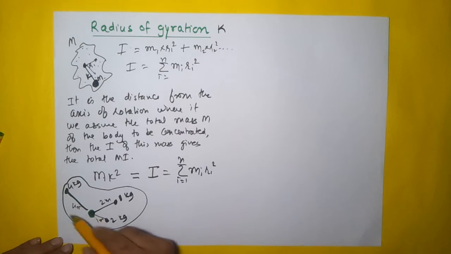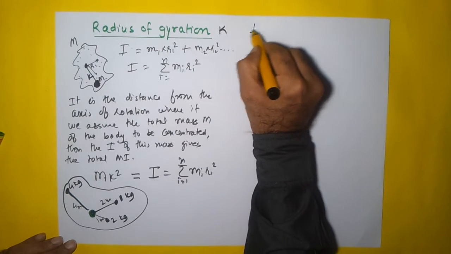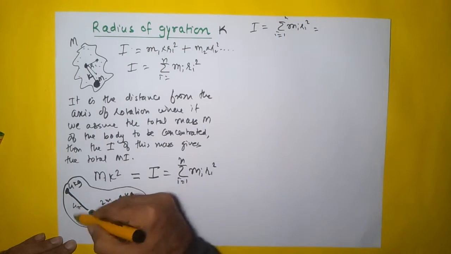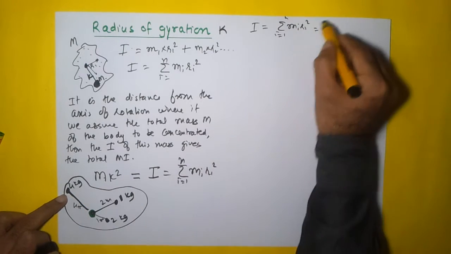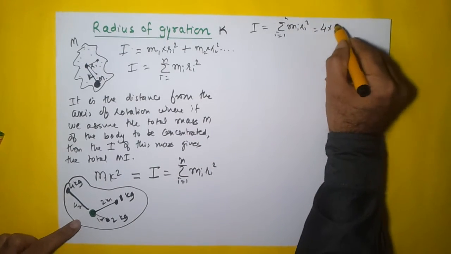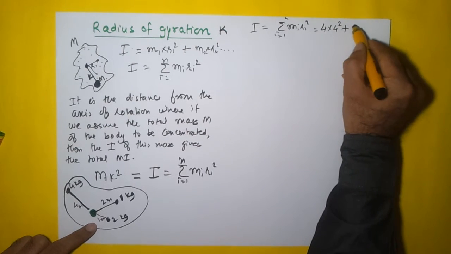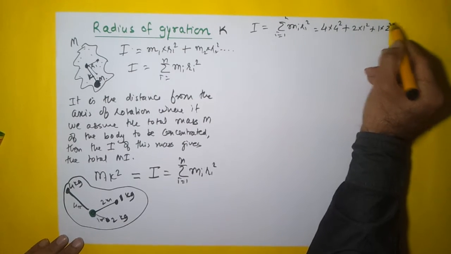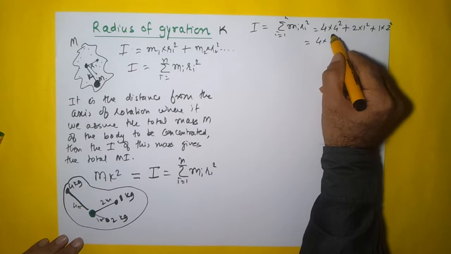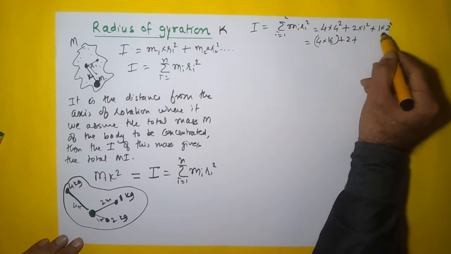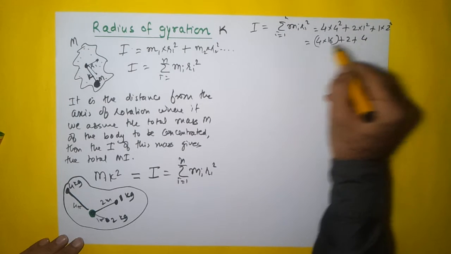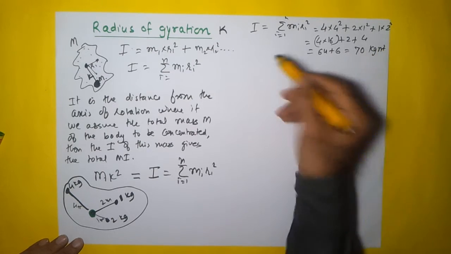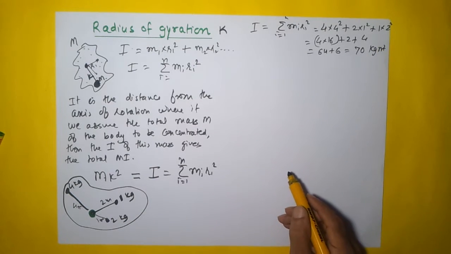Let us first calculate the moment of inertia I of this body. I know I is equal to sigma mi ri square. So first I take the mass of 4 kg multiplied by distance square, 4 square, plus 2 into 1 square, plus 1 into 2 square. That gives 4 into 16 plus 2 plus 4, so 64 plus 6 is 70 kg meter square. So the moment of inertia of this 3-mass system turns out to be 70 kg meter square.